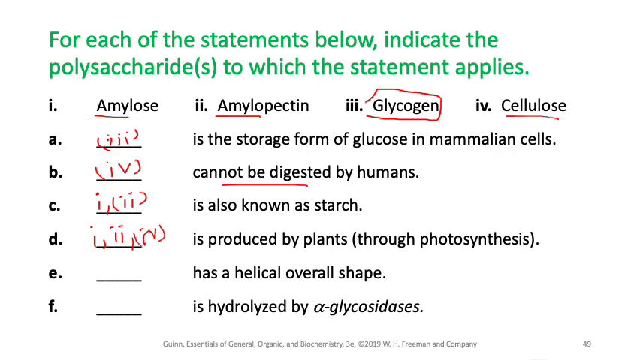Then the second last one was has a helical overall shape. That's your amylose. And then the last one is hydrolyzed by alpha glycosidase. So everything is going to be hydrolyzed by alpha glycosidase because all of them have alpha glycosidic linkage, but cellulose has beta glycosidic linkage, so this cannot be hydrolyzed. So this is 1, 2, 3. So this is how you can match or fill in the blank spaces from all the four options that you have in here.